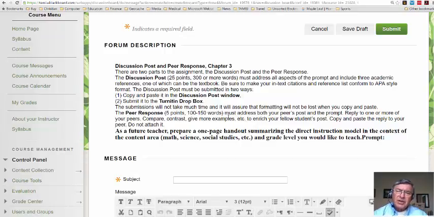The different aspects of the direct instruction model and how that would apply to your special topic of interest, like your content area and the grade level that you expect to teach. Some of you want to teach the very young, some want the middle ages, and some the upper grades. So that's the assignment. Now about the chapter.